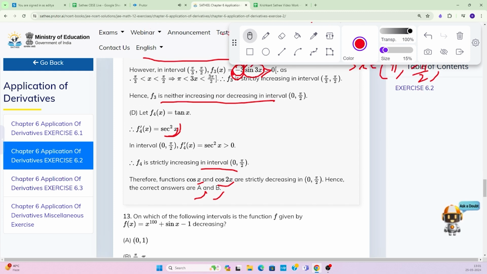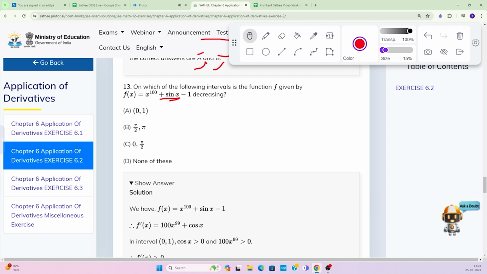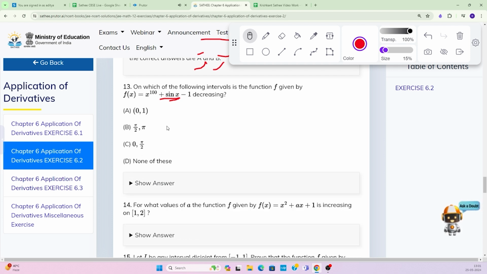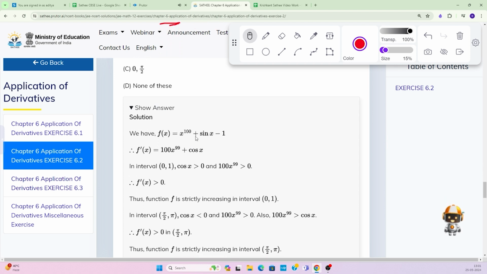Let us move to the next problem, number 13. Problem 13 says to find the interval where this expression is decreasing: x power 100 plus sin x minus 1. So differentiate it, what will you get? 100 multiplied by x power 99 plus cos x.